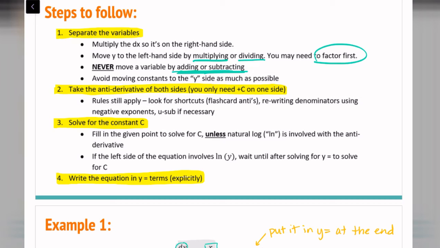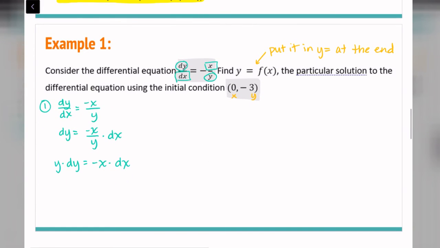And avoid moving constants to the y side. We like to keep constants on the x side as much as possible, which we don't have any constants here yet. Okay? All right, step 2.